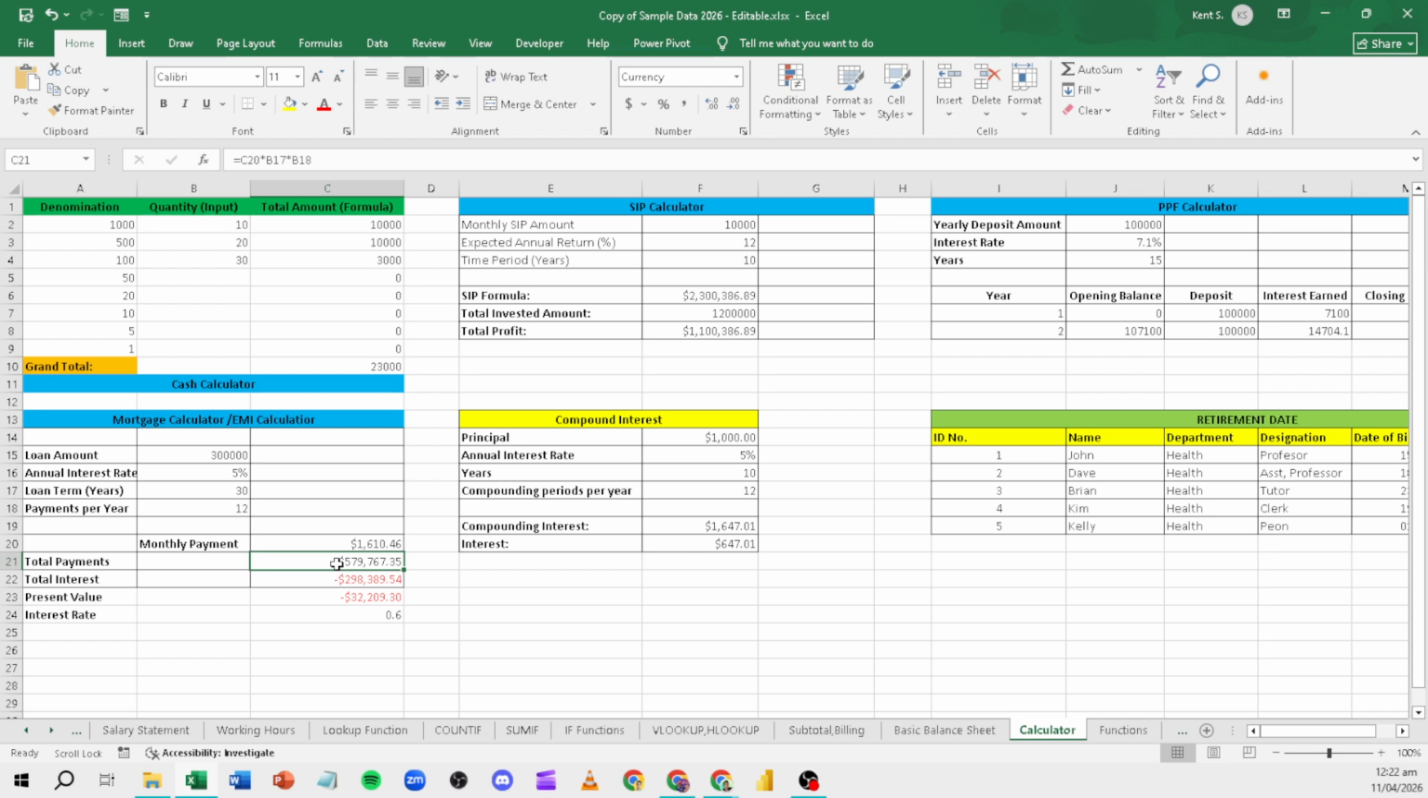Finish by making it easy to read. Apply currency format to the payment and total cost. Add borders and consider light shading for the input cells so they stand out. Finally, save the workbook as a template so you can reuse it for future loan scenarios.